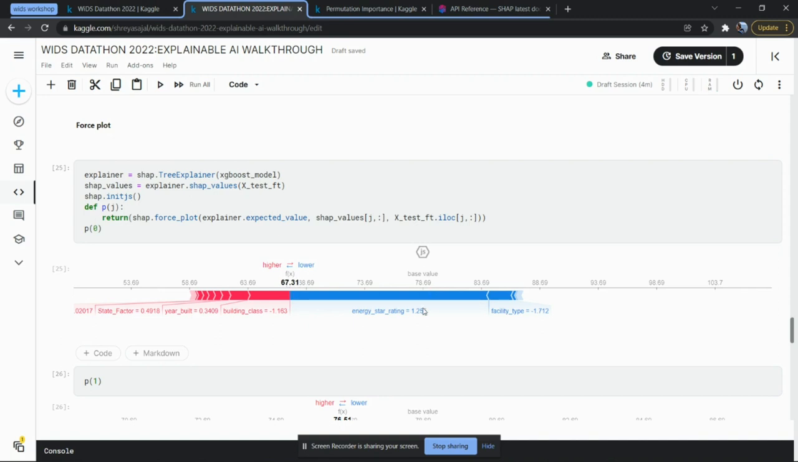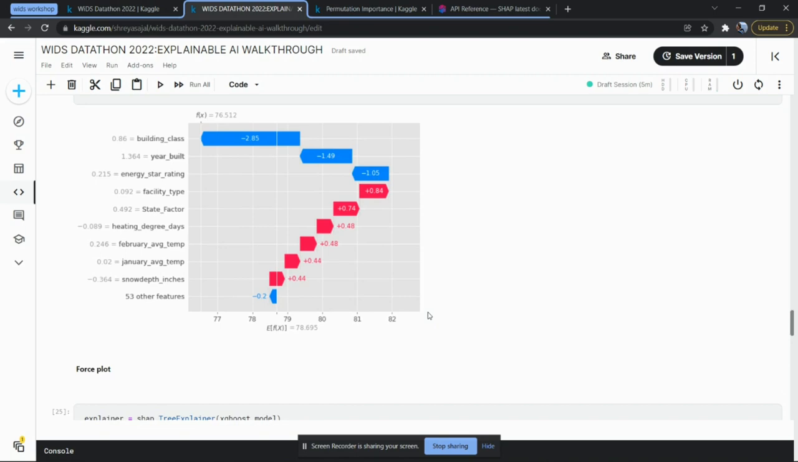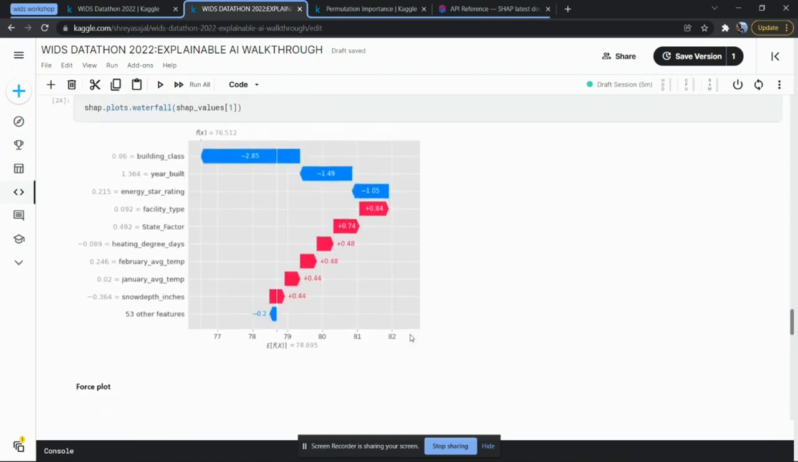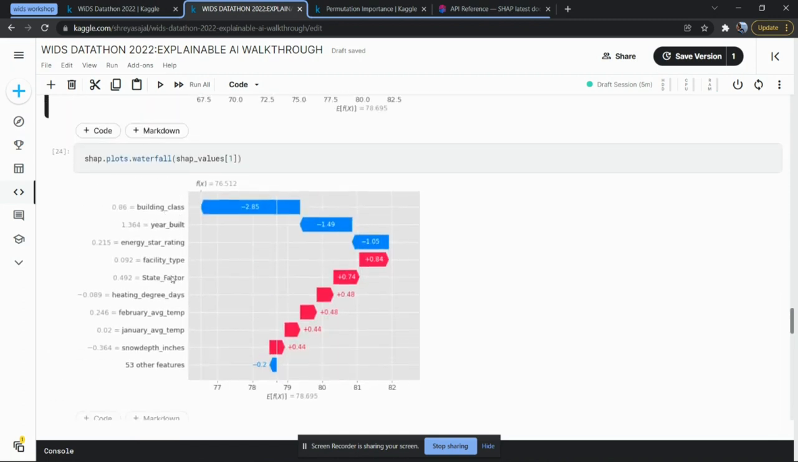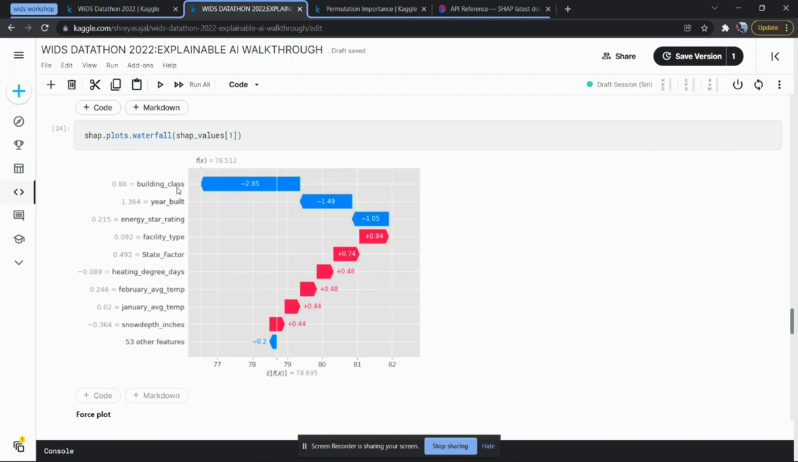From the base value, the facility type is pushing the prediction towards the right, and energy star rating is pushing the prediction towards the left, and the facility type is also pushing it towards the left. We have the SHAP values, and we also have the values of the different variables over here. For this observation, we also have the feature importance in descending order. Energy star rating has the highest feature importance, and snow depth inches, among the given features, has the lowest. In this second example, building class has the highest feature importance.